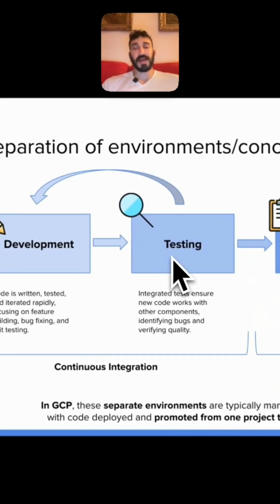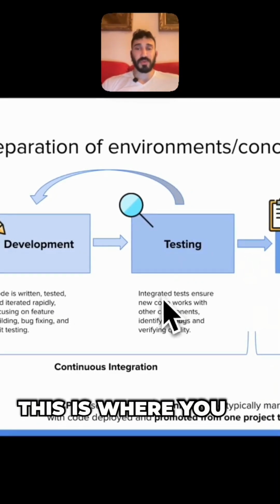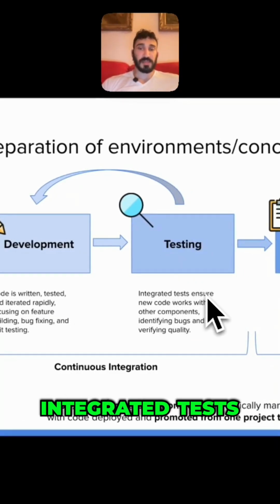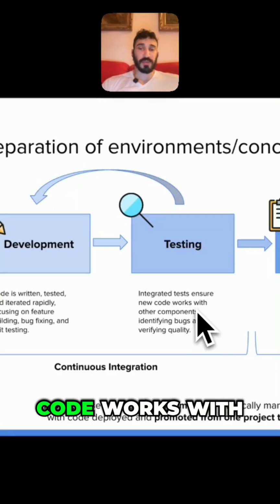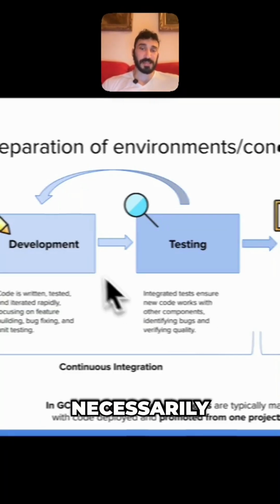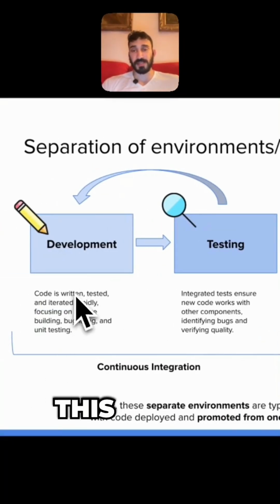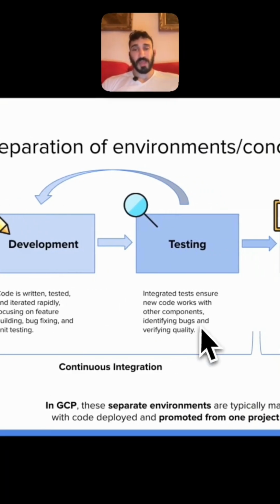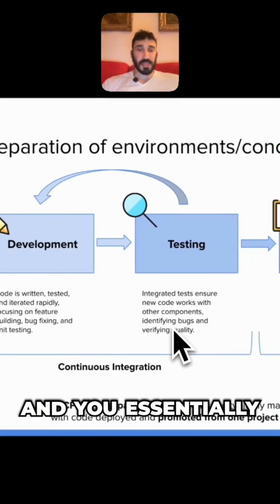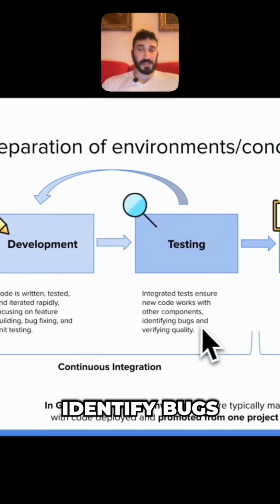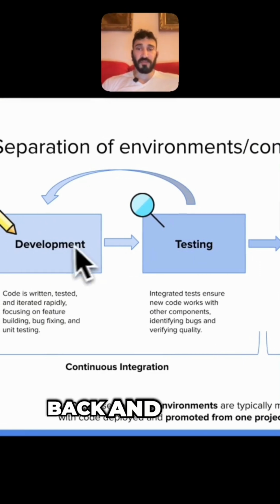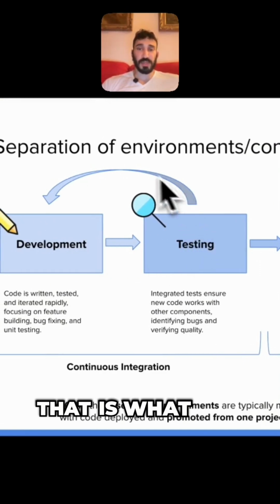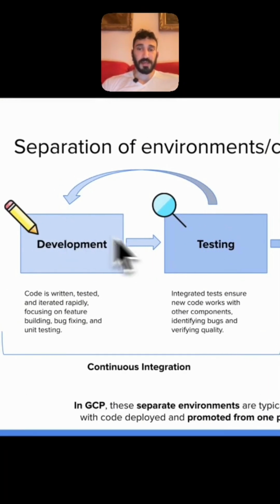Then you've got your test environment. This is where you do integrated tests to ensure that new code works with other components that were not necessarily built as part of the development process in this previous environment. And you essentially identify bugs, you verify the quality, and you go back and forth between these two environments. That is what this arrow represents here.